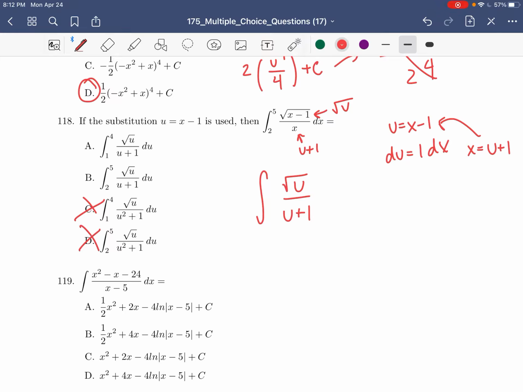So I can go ahead and get rid of answer C and answer D. But notice how u is left in my answer choices. That means I'm going to have to change my limits of integration here. So I'll just plug each of them in to see what their u value is. So u equals, if I replace x with 5, 5 should become a 4. And if I replace x with 2, it should become a 1. So 1 to 4, A would be our answer.